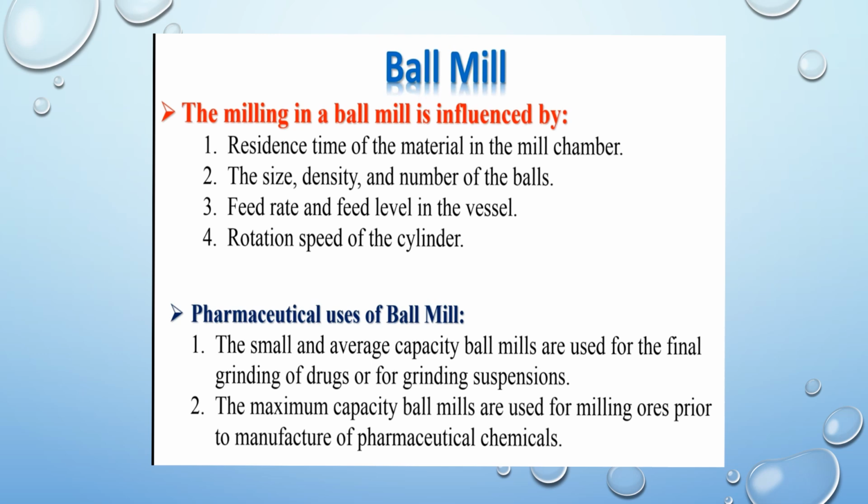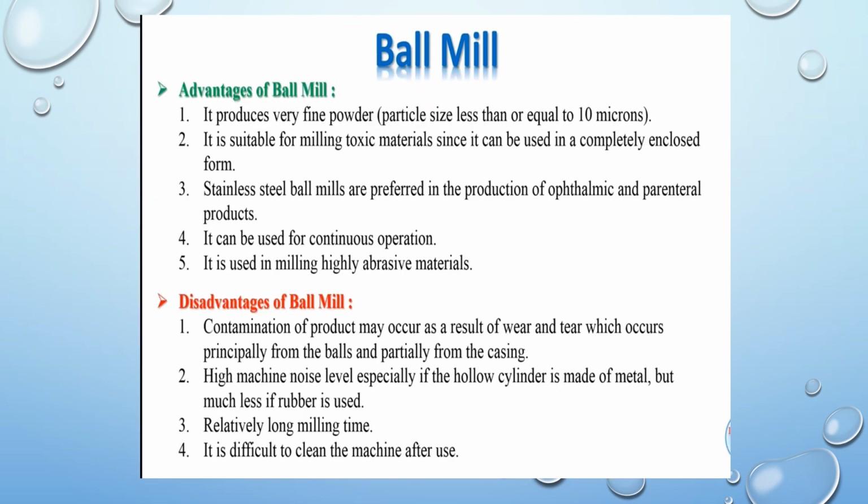Small and average capacity ball mills are used for the final grinding of drugs or for grinding suspensions. The maximum capacity ball mills are used for milling ores prior to manufacture of pharmaceutical chemicals.